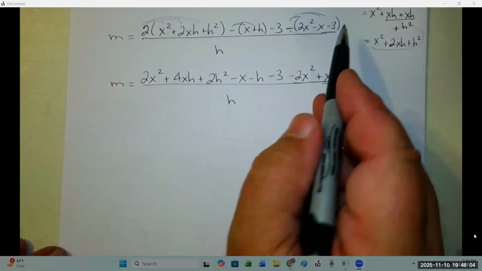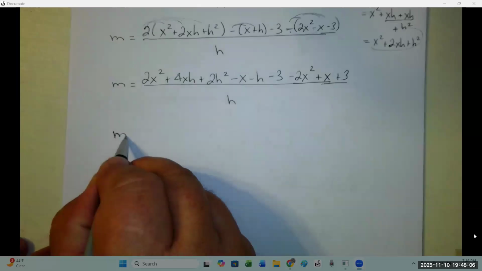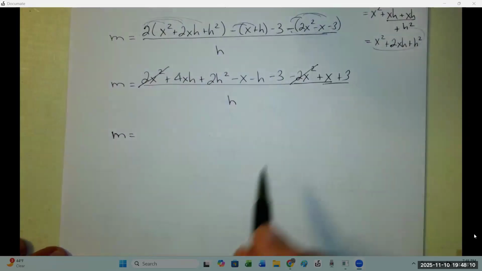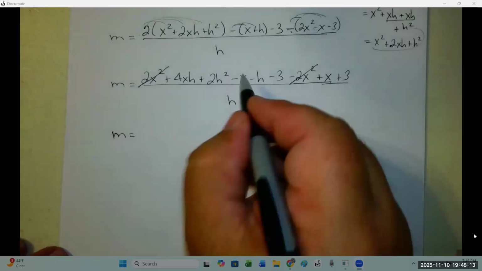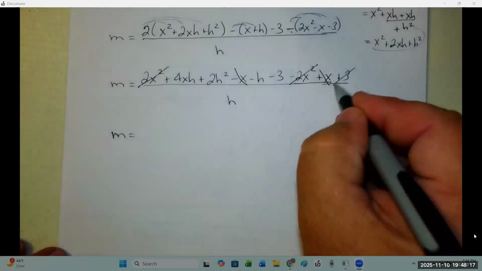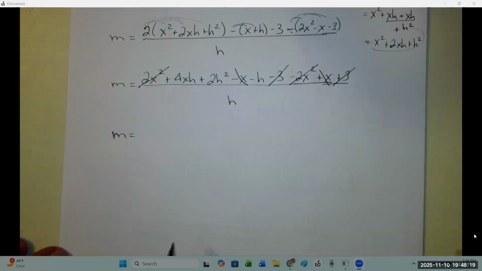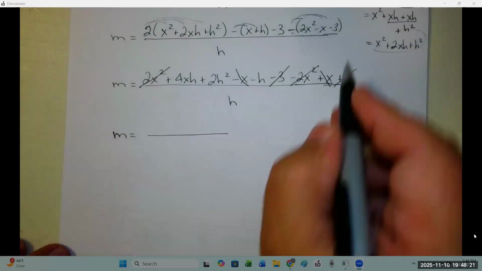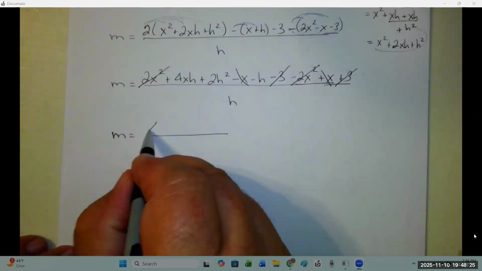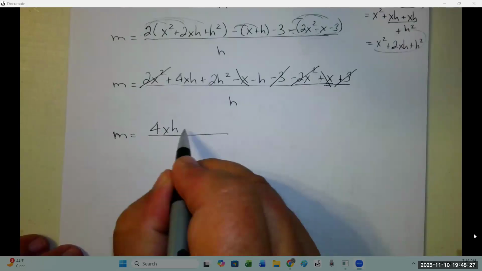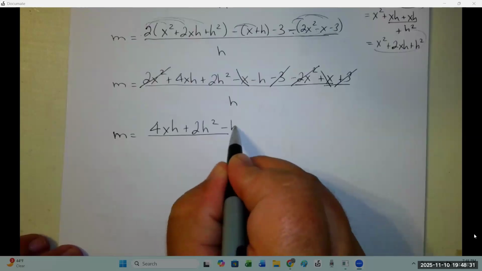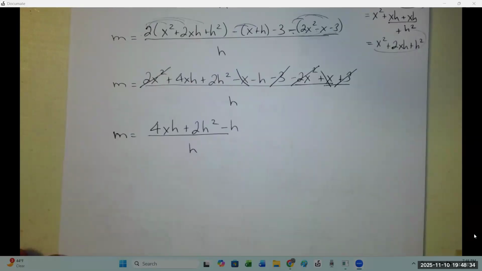So we got rid of all the parentheses, now combine like terms. The 2x squared and negative 2x squared cancel. Negative x and positive x cancel. Positive 3 and negative 3 cancel. Remember, everything back here has to cancel. That's what I use as a basis. So it's 4xh plus 2h squared minus h, over h.